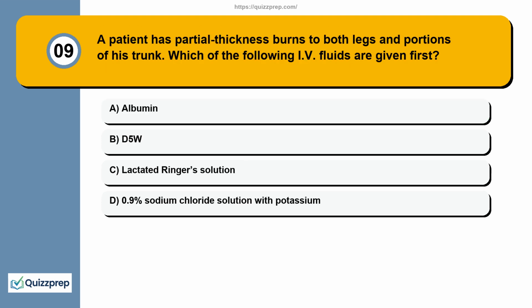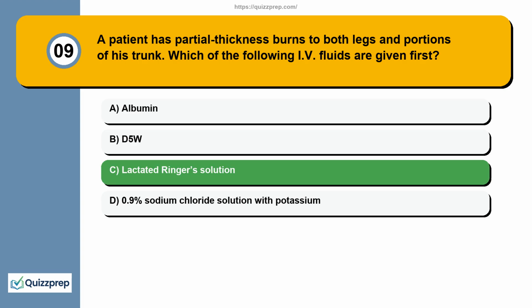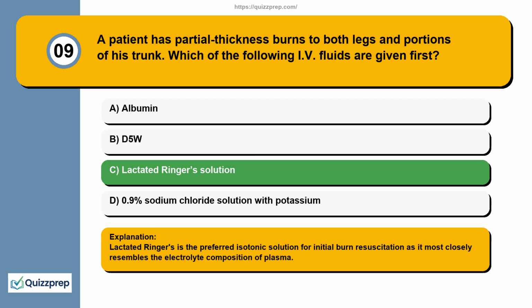Question 9. A patient has partial thickness burns to both legs and portions of his trunk. Which of the following IV fluids are given first? Albumin, D5W, lactated Ringer's solution, 0.9% sodium chloride solution with potassium. Lactated Ringer's is the preferred isotonic solution for initial burn resuscitation as it most closely resembles the electrolyte composition of plasma.